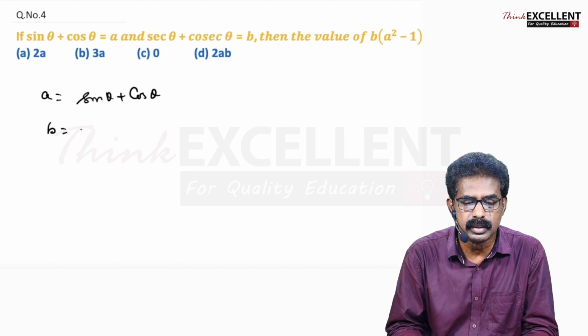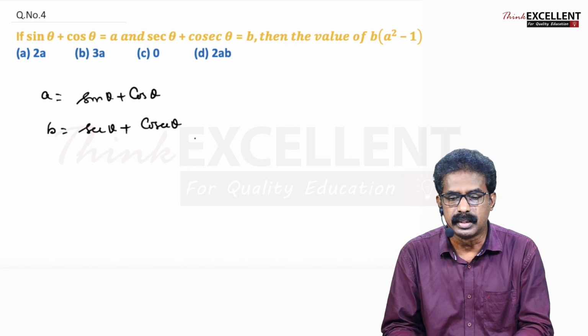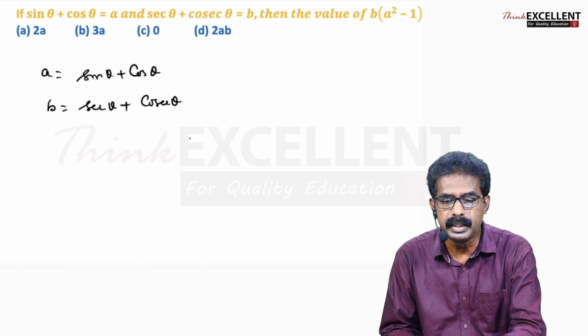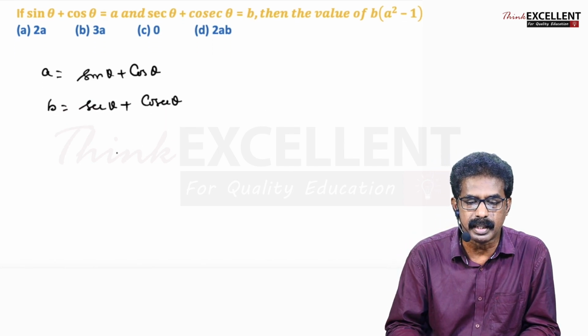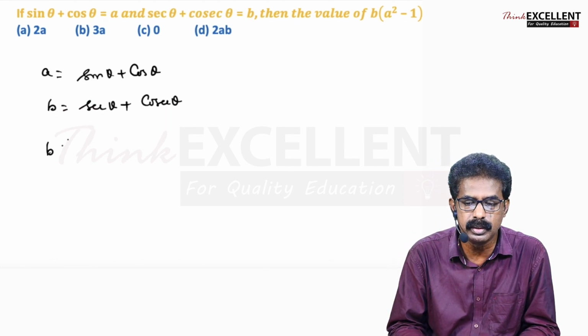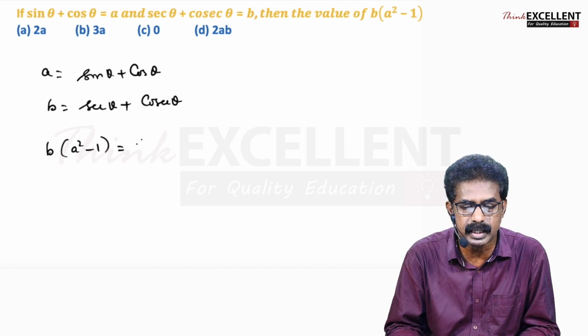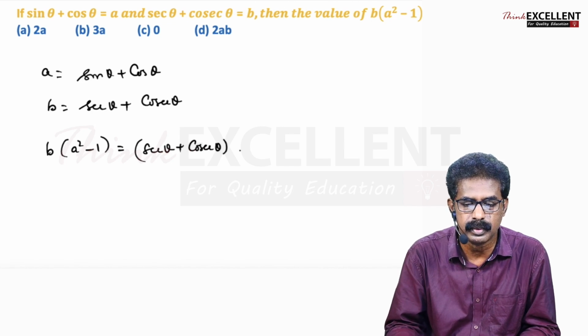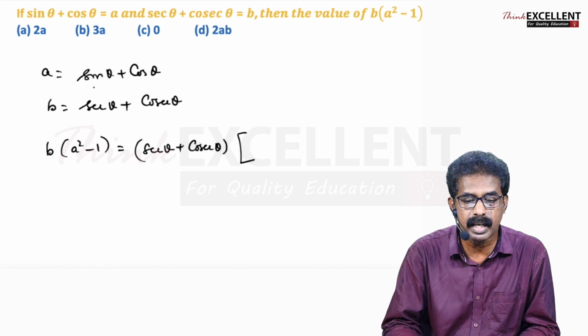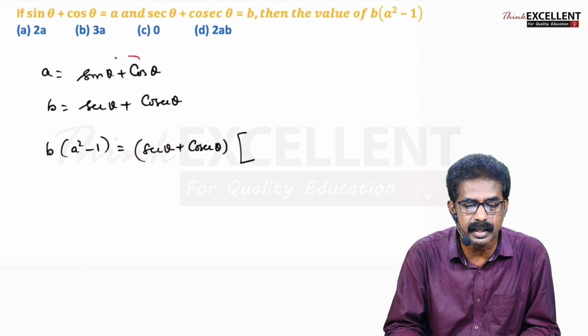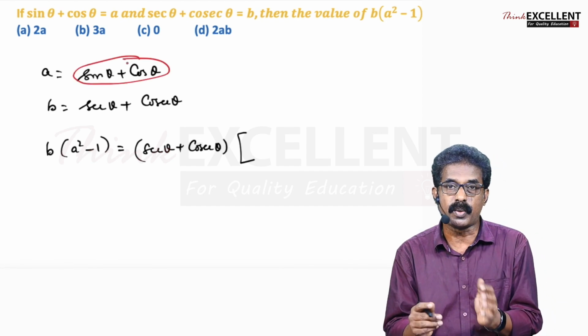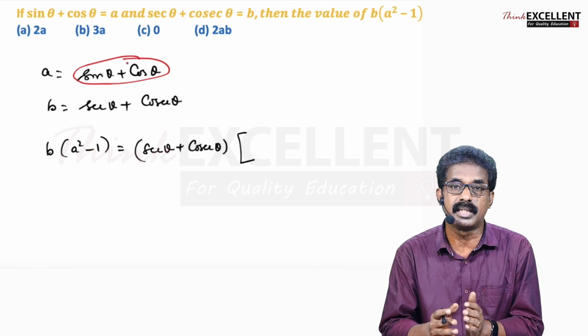B equal to secant theta plus cosecant theta. Find the value of b into a square minus 1. Listen carefully, first b. What is b here? Secant theta plus cosecant theta into a square. So this is our a. A square means you square it. So sin theta plus cos theta the whole square.